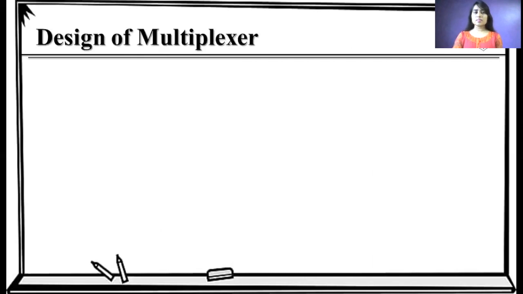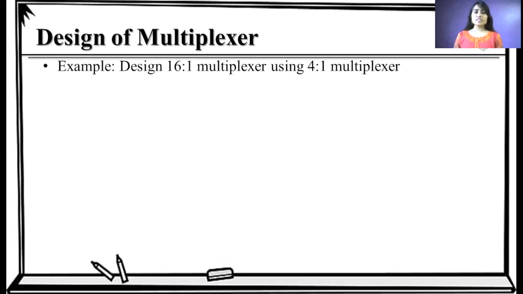Now let's discuss an example of a multiplexer, and here we discuss the design of a multiplexer. Design a 16-to-1 multiplexer using 4-to-1 multiplexers. So here we have to design a 16-to-1 multiplexer. That means here we require 16 input lines, but this 16-to-1 multiplexer can be designed using 4-to-1 multiplexers, using 4 times 4-to-1 multiplexers, as 4 into 4 is 16.